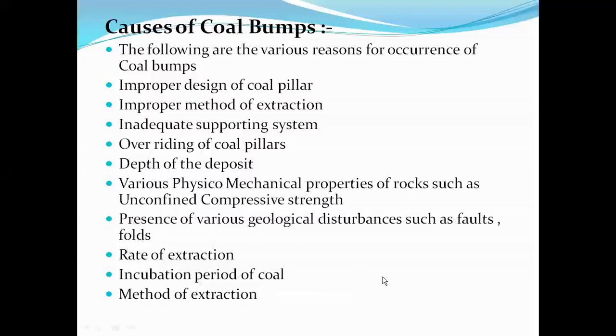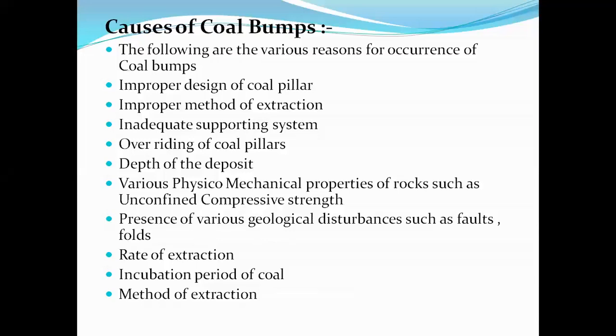So next, the other parameters that influence coal bumps are geological disturbances such as faults and folds. Obviously, the presence of faults and folds is nothing but a zone of weakness or plane of weakness, which influences more and more stress in those zones. More and more stresses will be acting, which leads to coal bumps.